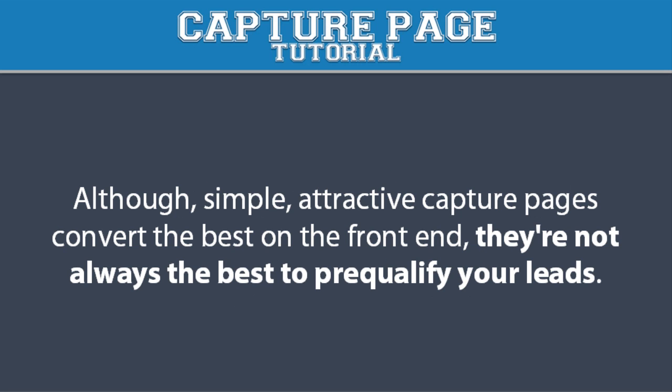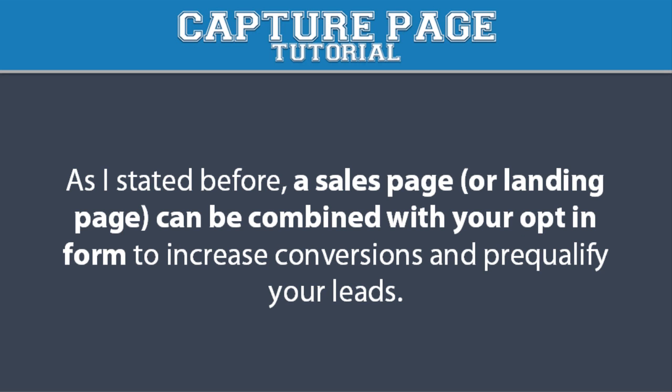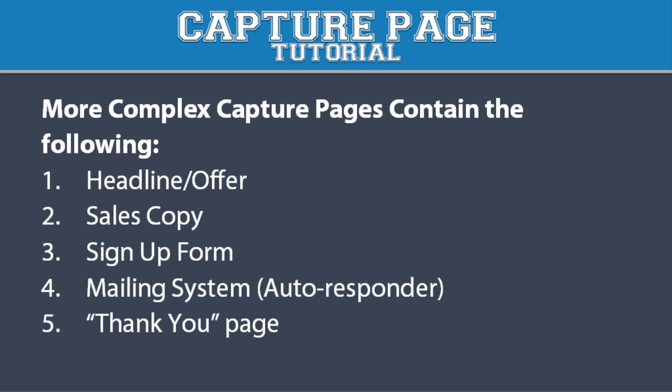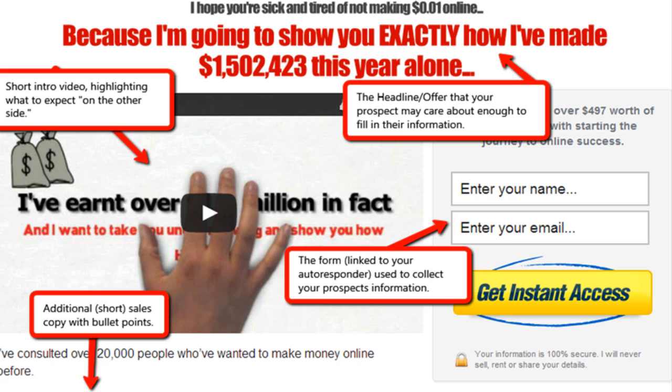Although simple, attractive capture pages convert the best on the front end, they're not always the best to pre-qualify your leads. As I stated before, a sales page or landing page can be combined with your opt-in form to increase conversions and pre-qualify your leads. More complex capture pages contain the following: a headline usually describing the offer, some sales copy, a sign-up form, a mailing system with autoresponder, something like Aweber, MailChimp, or GetResponse, and an included thank you page.